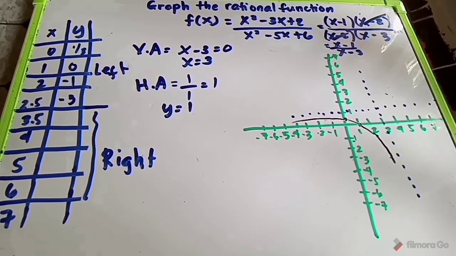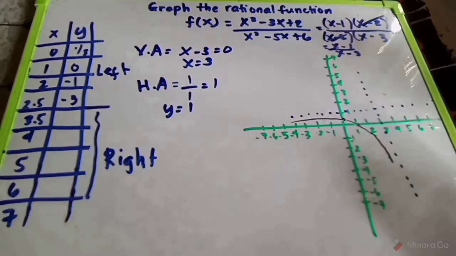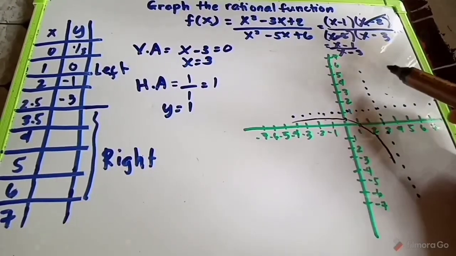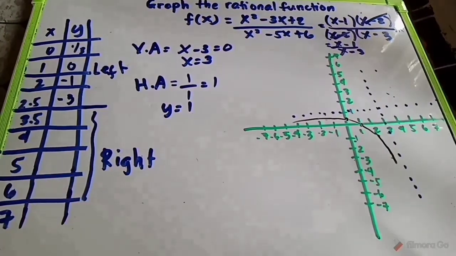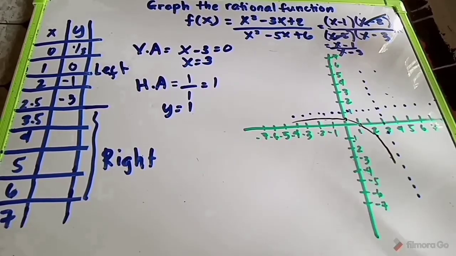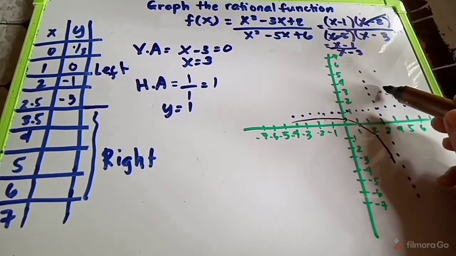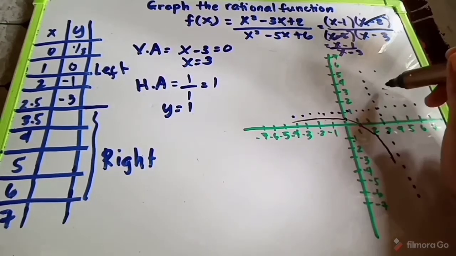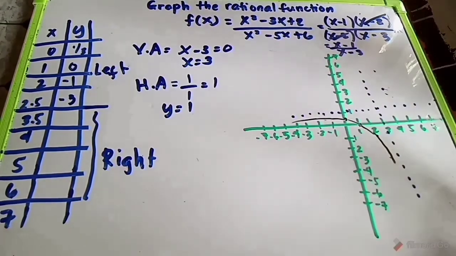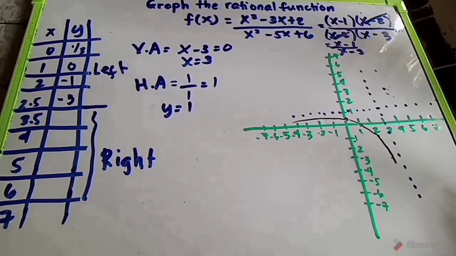And how about to the right? How do we graph to the right? So we have 3.5 and 5. So where do we place 3.5? Here, this is 3.5 to the 5. This will be the first dotted point. Followed by 4 and 3. 4 and 3 here. Okay. The other one will be 5 and 2.